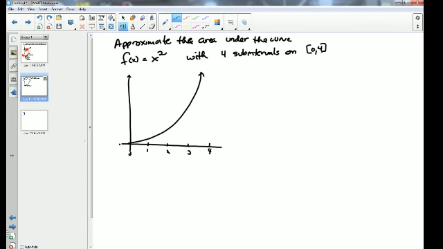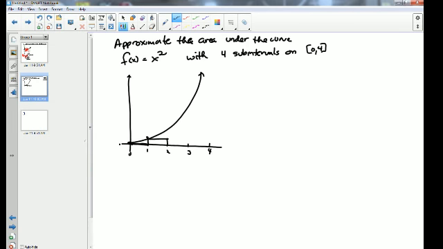Okay, so we have our 4 subintervals, right? If we have a left Riemann sum, we have to start on the left side. How tall is this rectangle? Not very. It's actually 0, because this point is 0, 0, correct? So that rectangle doesn't exist. Yay, right? No calculation there.